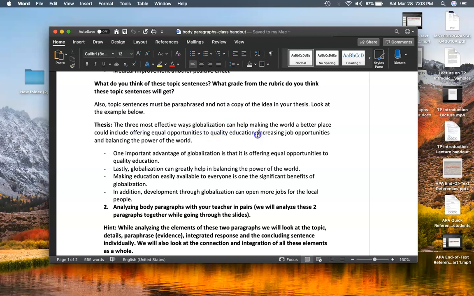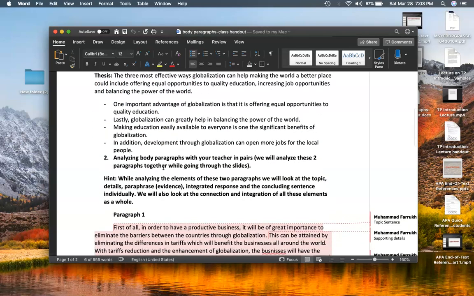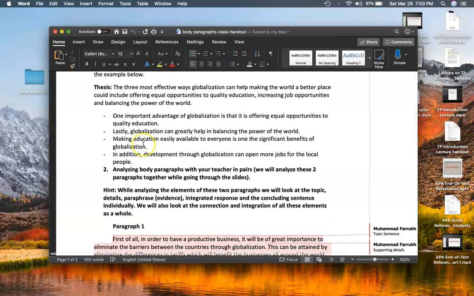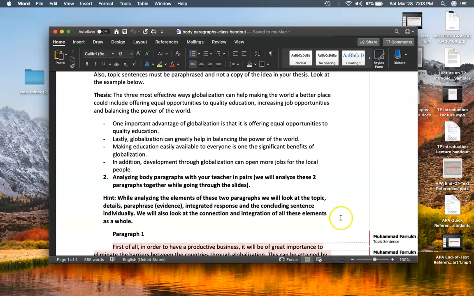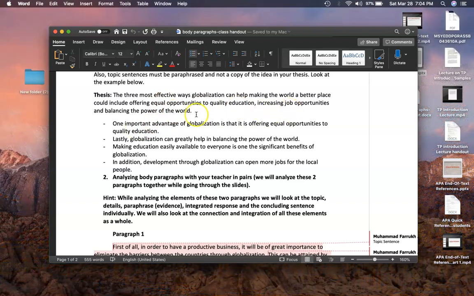Second main idea is increasing job opportunities. Third one is balancing the power of the world. So these are the three advantages of globalization. Now, look at the first topic sentence. Read it very, very carefully. One important advantage of globalization is that it is offering equal opportunities to quality education. Now, which idea is this one? Main idea 1, main idea 2, or main idea 3?